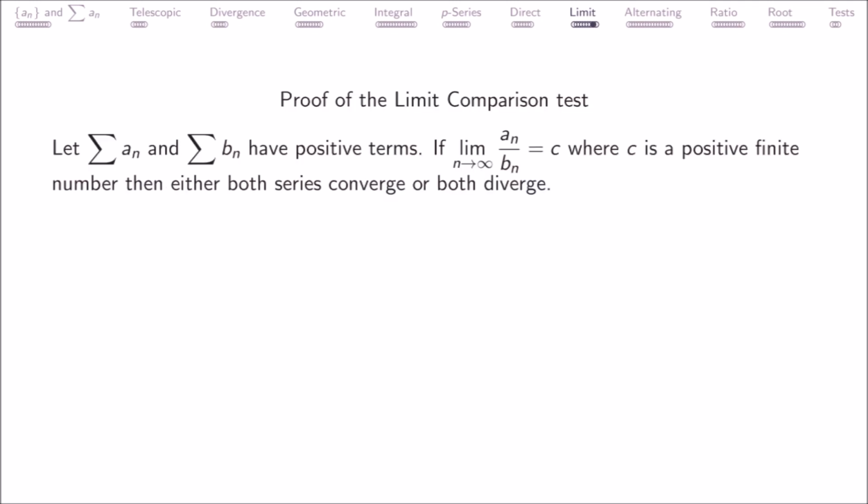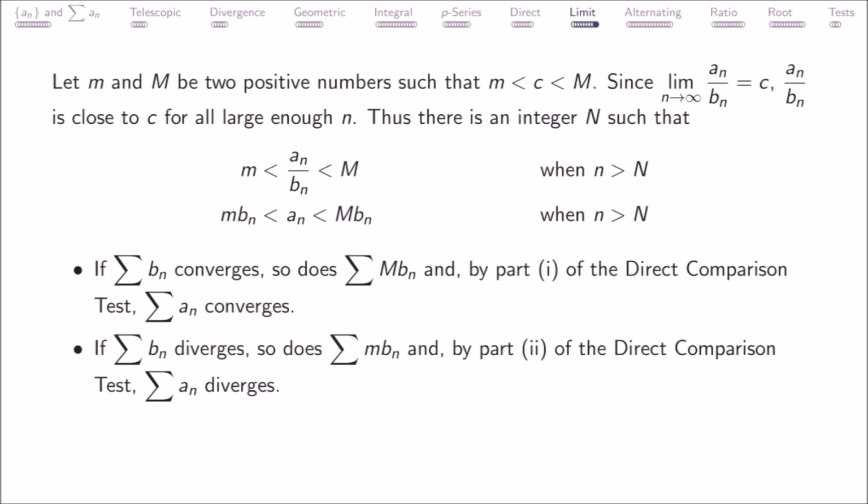Proof of the limit comparison test. Here is a statement of the test. Let small m and big M be two positive numbers such that small m is less than c is less than big M. Since the limit of the ratio is c, the ratio is close to c for all large enough n.